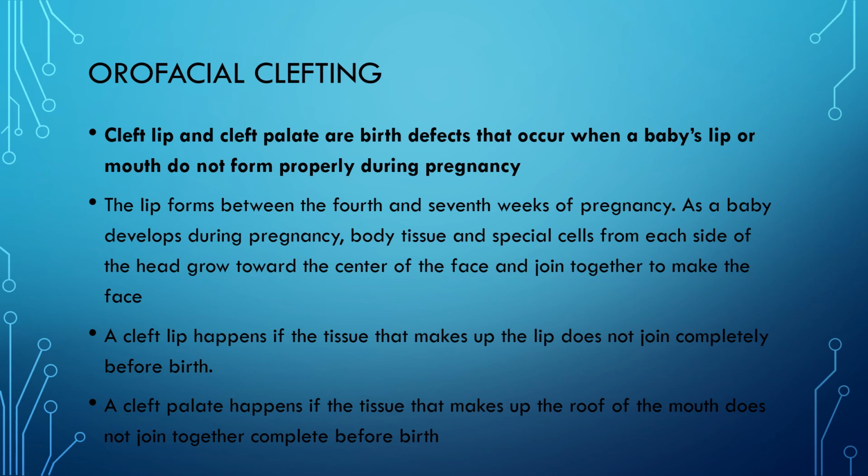Cleft lip and cleft palate are both defects that occur when a baby's lip or mouth does not form properly during pregnancy. The lip forms between the 4th and 7th weeks of pregnancy. As a baby develops, body tissues and special cells from each side of the head grow towards the center of the face and join together to make the face. A cleft lip happens if the tissue that makes up the lip does not join completely before birth. A cleft palate happens if the tissue that makes up the roof of the mouth does not join together completely before birth.